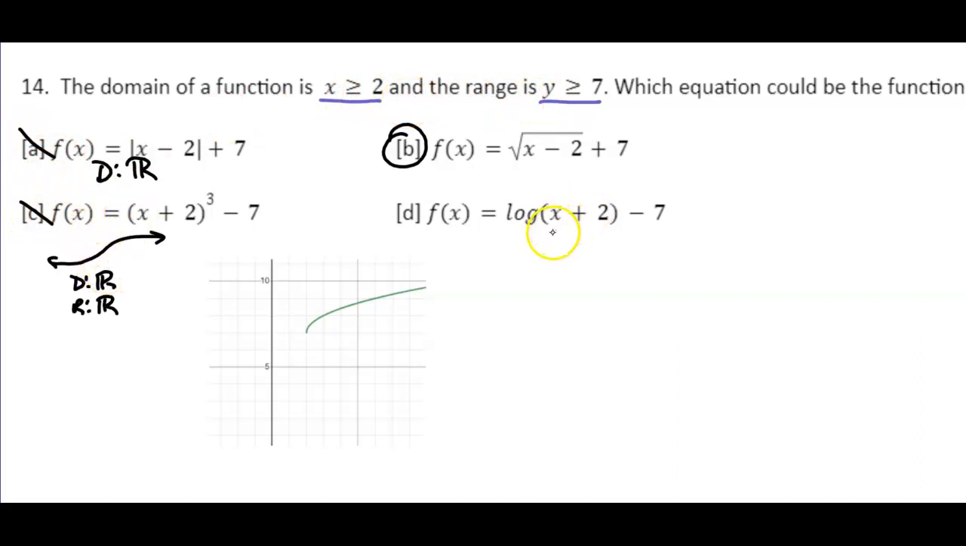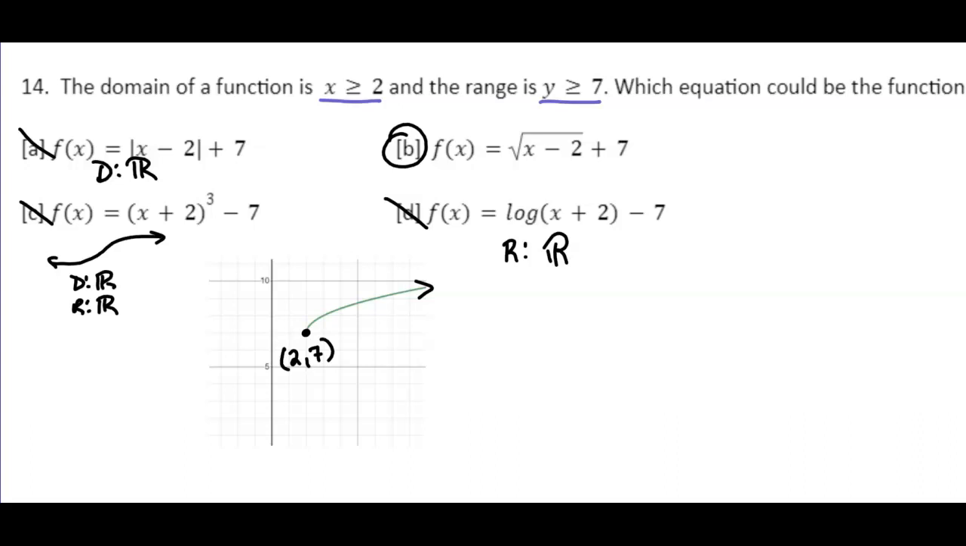Log functions have a domain that is restricted, but for log functions, the range is always all real numbers. So again, we want our range to be constrained, so it's not going to be D either. If you remember all these, you could pick B without using technology, but let's look at the graph. Here's the graph for B, the square root function. Remember, square root functions have that end point and then an arrow on the other end. This end point right here is at 2, 7.